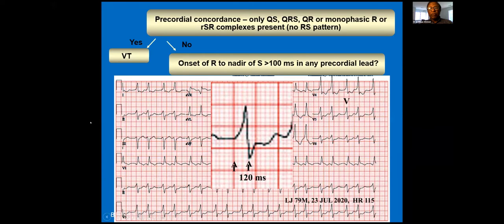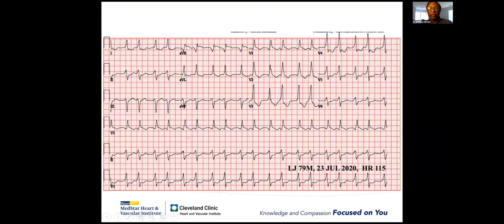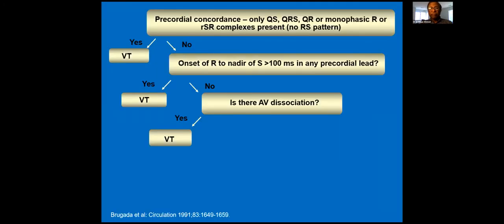But let's look at, is there AV dissociation? So I'm going to bring that ECG up again. It is very difficult to find AV dissociation unless I'm very imaginative. And maybe this is a P wave, which is absent here. But that's stretching the imagination quite a bit, so I cannot use this point.